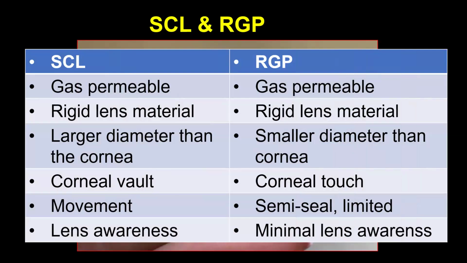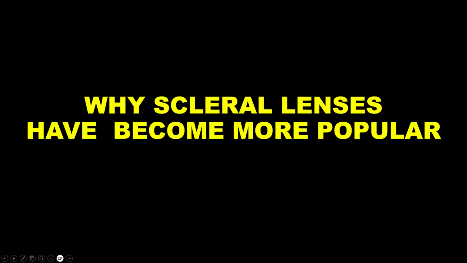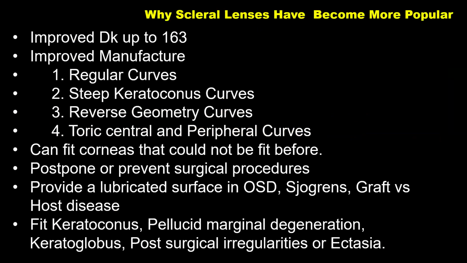So it doesn't sit on the cornea, it arches over the cornea. Because it's stuck in the sclera, there is almost no movement in the case of the scleral contact lens, as opposed to the RGP, where you have limited movement. And in terms of lens awareness, there is almost no awareness of lens wear in the case of the scleral contact lens. Why has it become popular? Let's have a look at that.